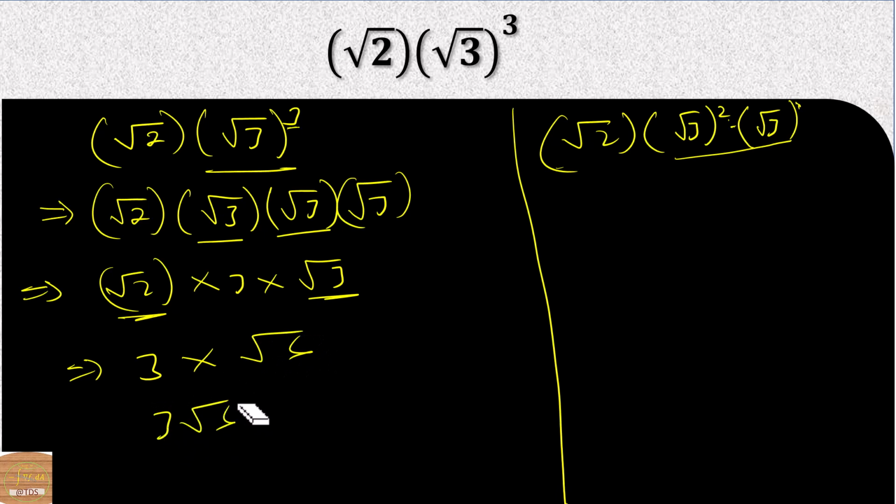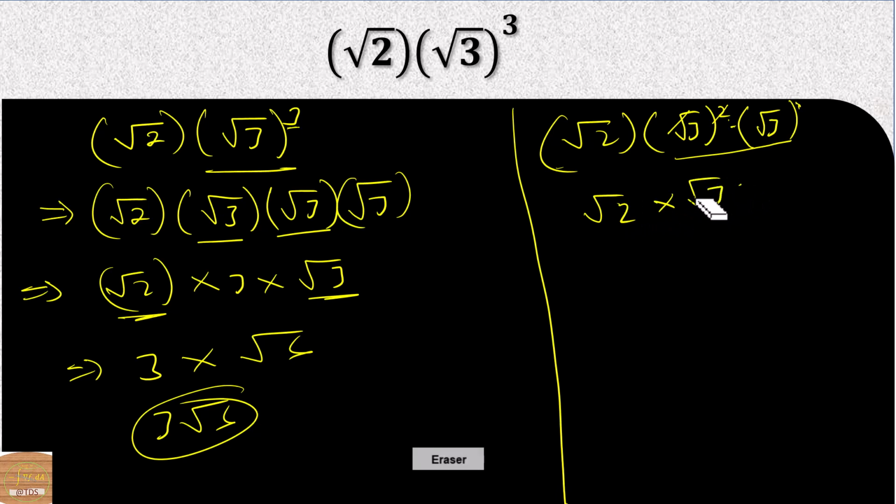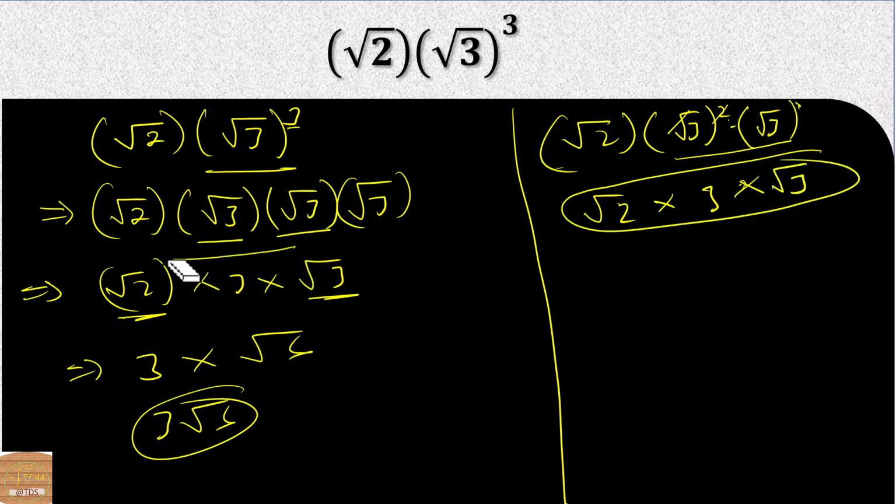All right, now let's look at the right hand side. Now this one will cancel this, so we'll be left with 2 times 3 times root 3. So this one is equal to this, so you get the same thing.